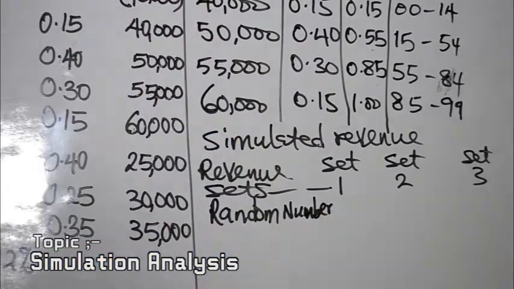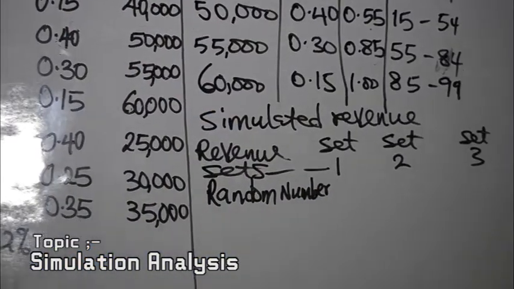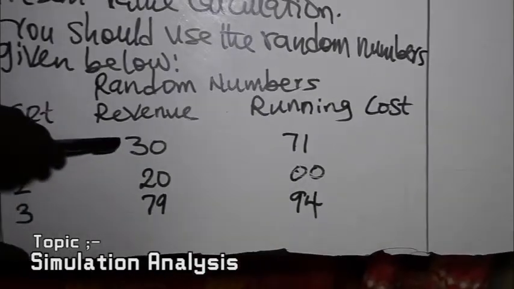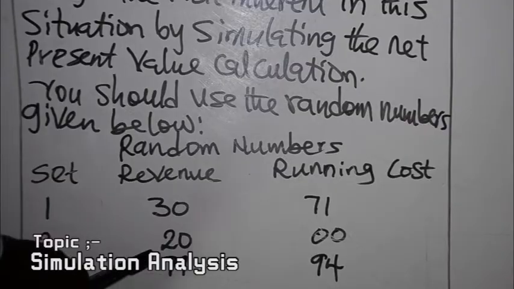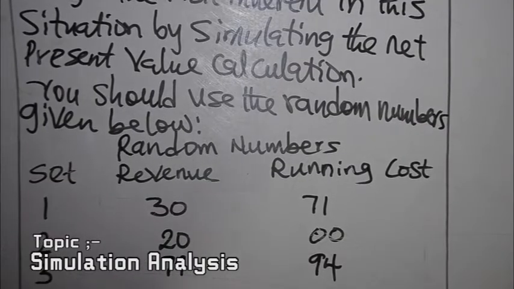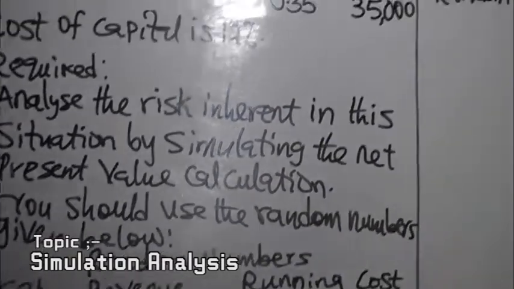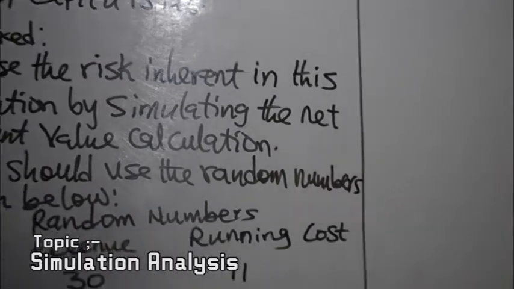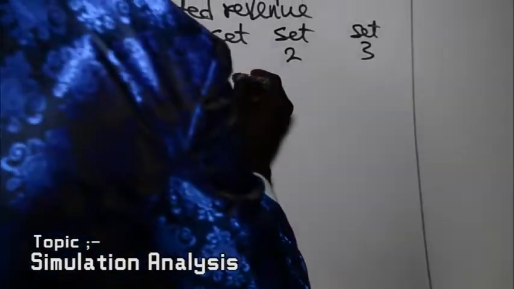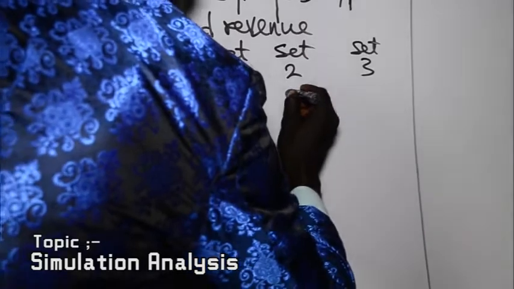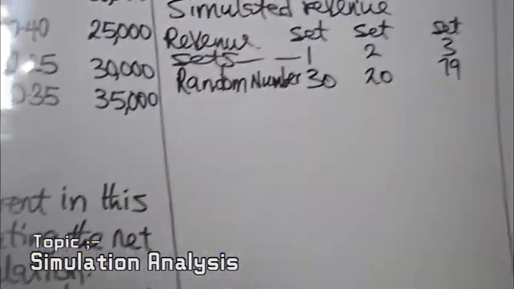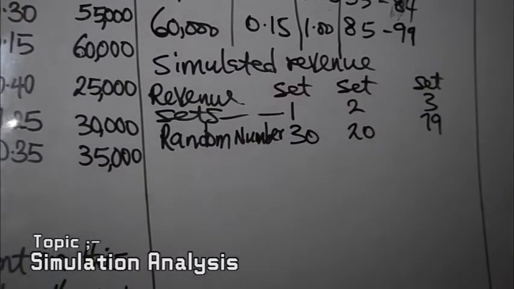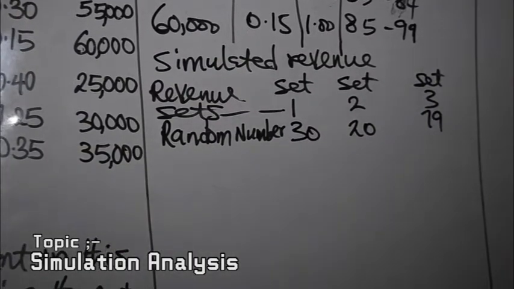The random number associated with revenue. Set 1 is 30, set 2 we have 20, and set 3 we have 79. Those are the random numbers associated with the revenue.